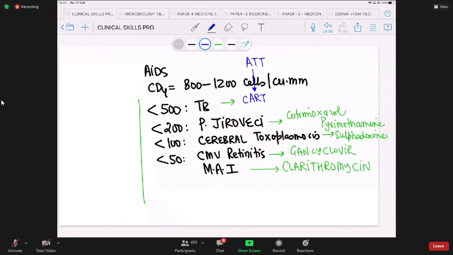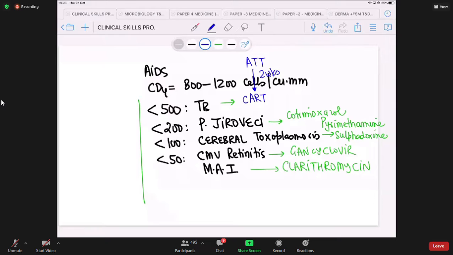It will result in development of what is called IRIS. That is immune reconstitution inflammatory syndrome. So don't give CART first. It will cause high grade fever, chills in the patient. Patient will rather abuse you for causing misery in him. First give ATT, then give combination antiretroviral therapy.